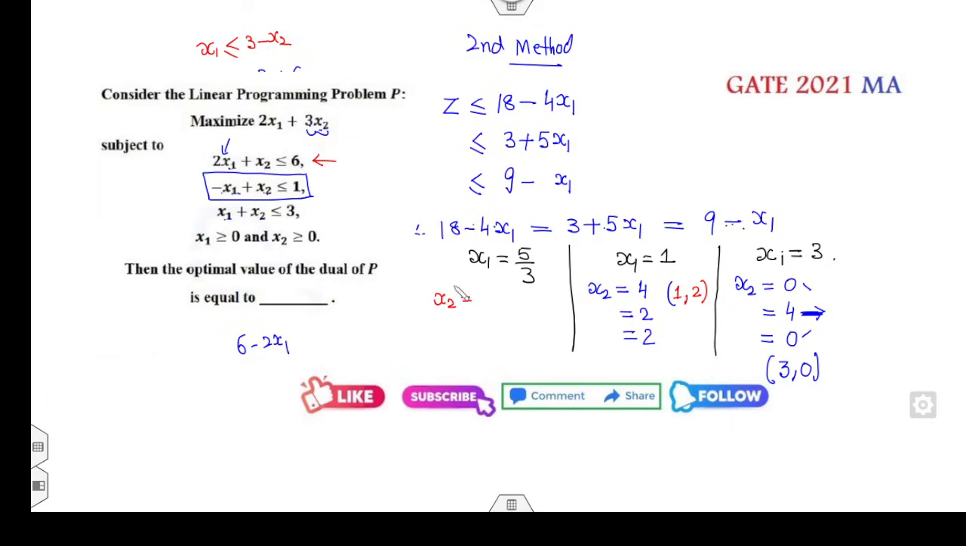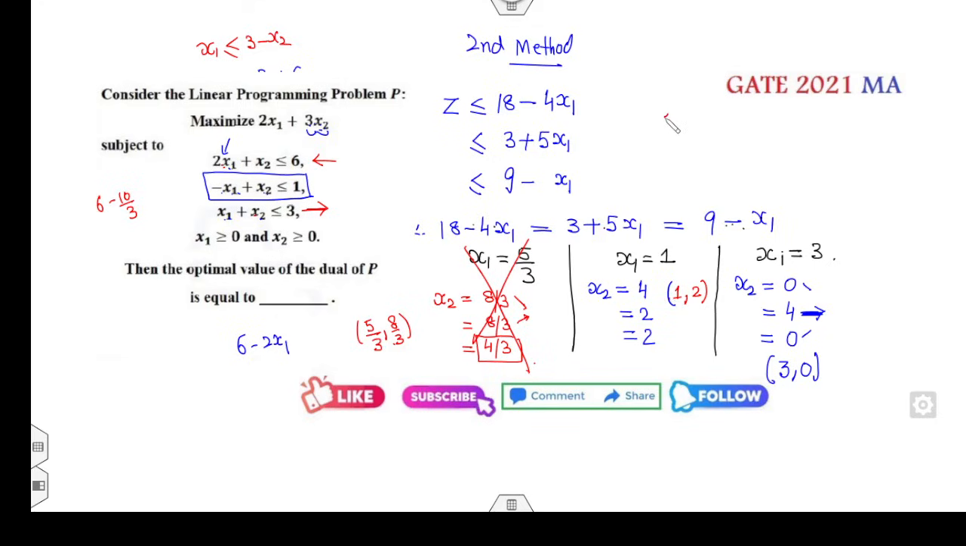Now you can find the value of x2. It is 6 minus 10 over 3, so that is 8 over 3. From the second one, 5 plus 3 is 8 over 3. And it's 3 minus 3, which is 4 over 3. These two values are the same. So the point will be 5 over 3, 8 over 3. But the third value did not match. Check the third whether they are satisfied. No, 13 by 3 is more than 3. So that case will be cancelled out.